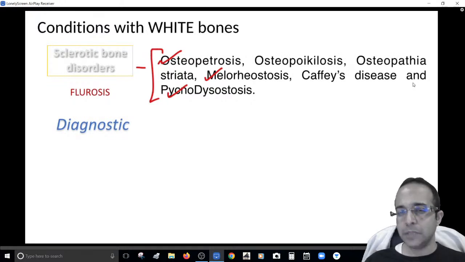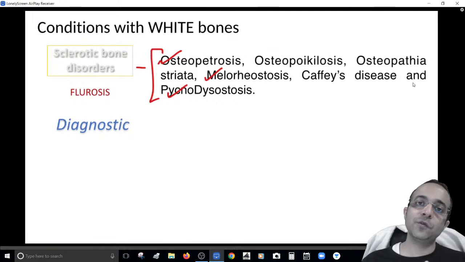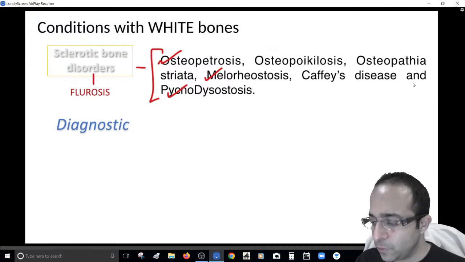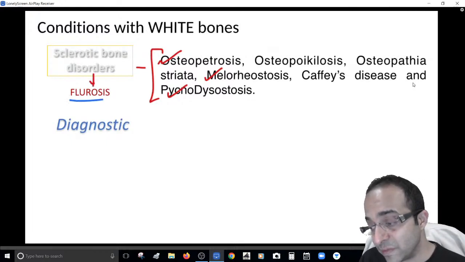Paget's disease, I'll take you through the X-ray changes in a little while, don't worry. But this X-ray was not showing the classical changes of Paget's disease. I'll take you through them also. And in these sclerotic bone disorders, please do not forget fluorosis also forms an important part.